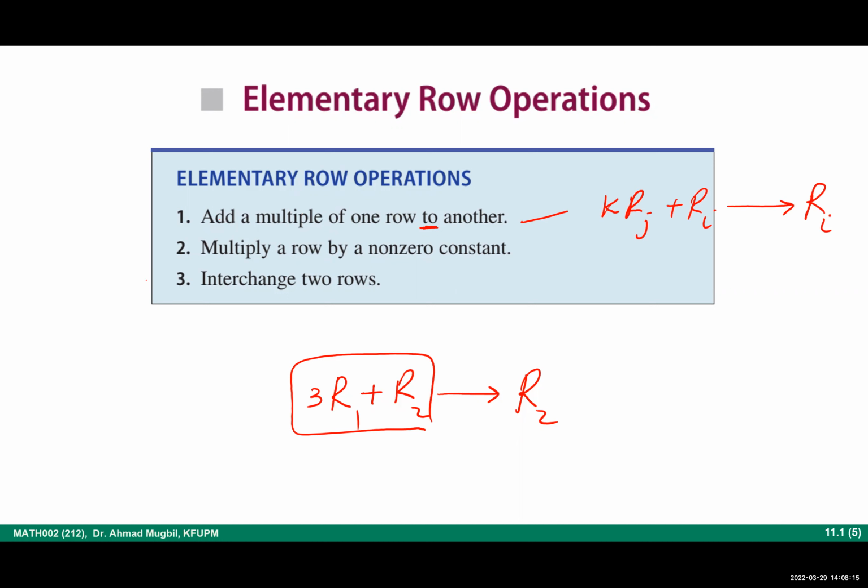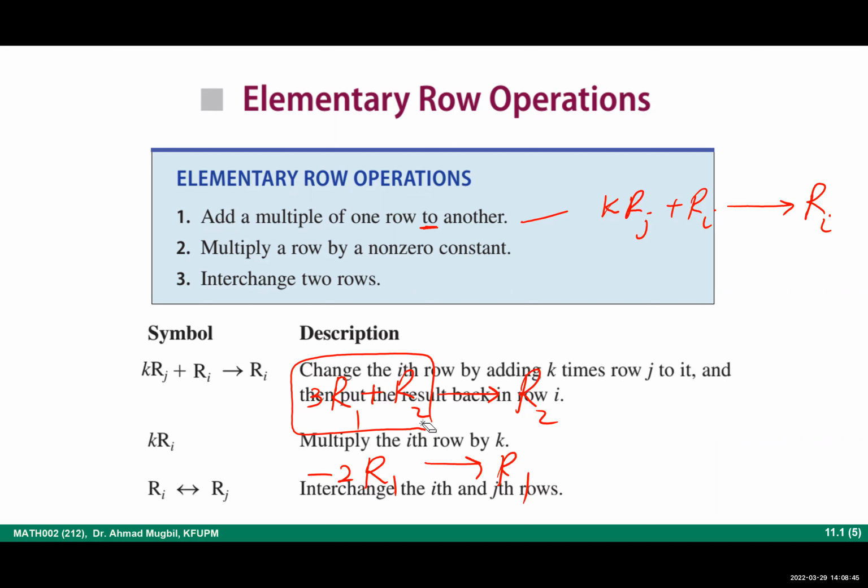The second operation is what? Multiply a row by a non-zero constant. What is that? For example, row number 1 multiplied by -2. We multiply a row by a non-zero constant. Now the result will be written in which row? In row number 1. Row number 1 will be changed. Okay. The third operation is what? Interchange 2 rows. So you will just replace row number 1 by row number 2, or the opposite.